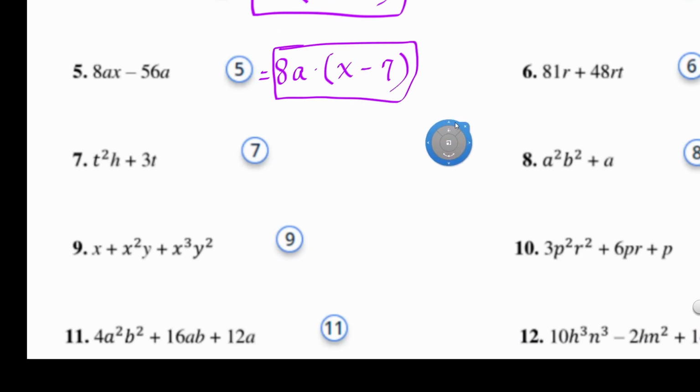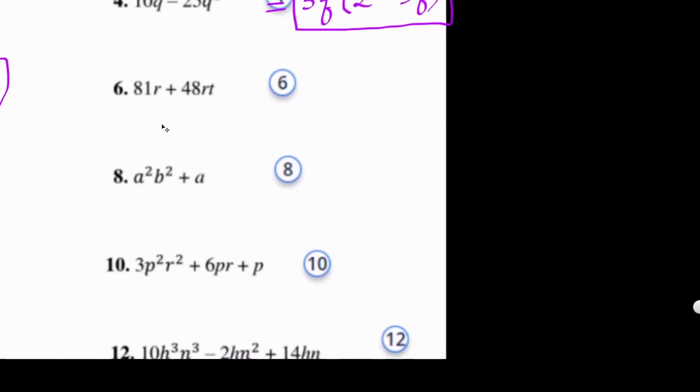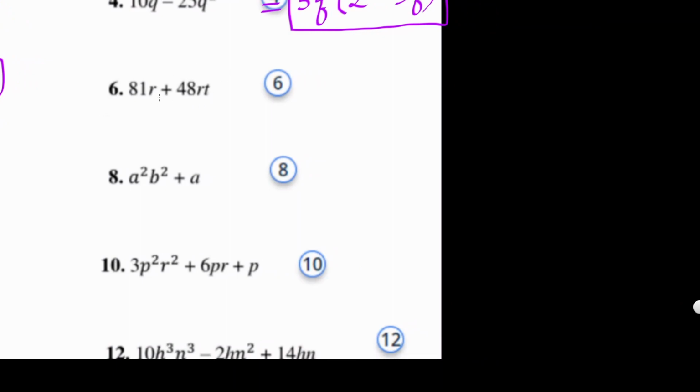Let's move on to number 6. So we got 81 and 48. And R can be factored out, yeah. But what goes into 81 and 48? Let me think. Okay, how about 3? So I'm going to factor 3 out. Okay, it's okay to not come up with the correct number to factor out as long as it works. And then if it gets smaller and if you see some other factor still needs to be factored out, you could factor out then. Okay, I'm going to factor out 3R for now.